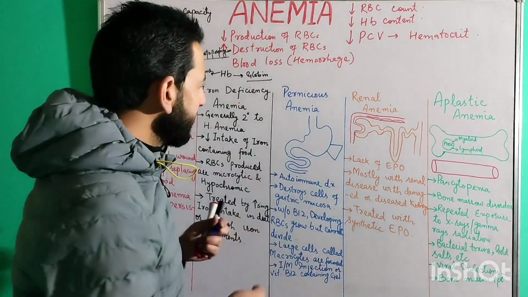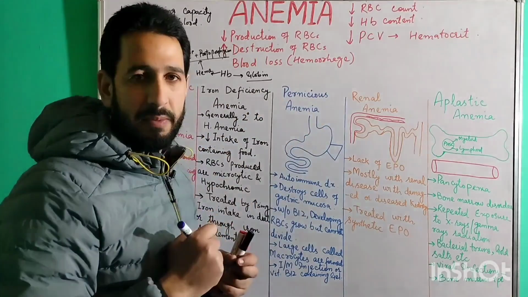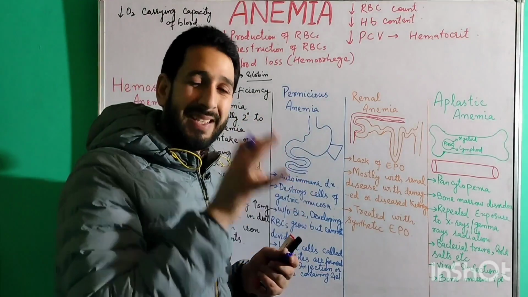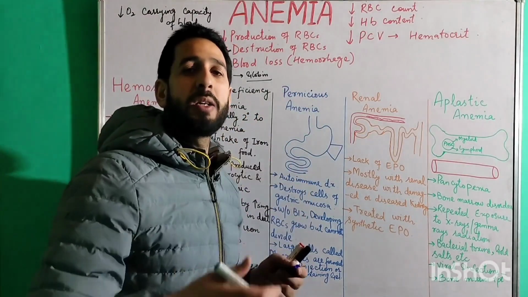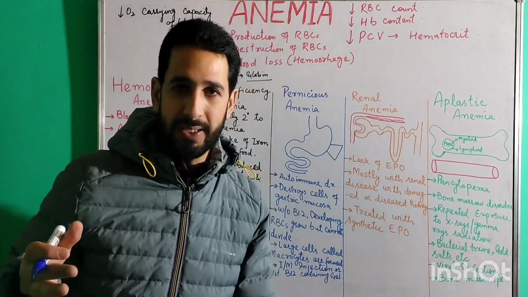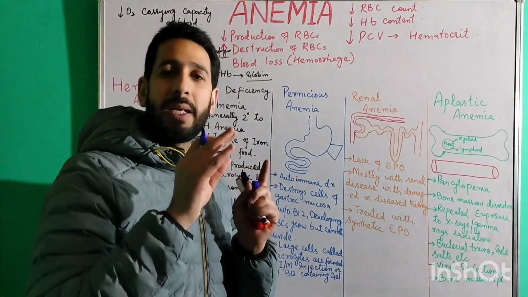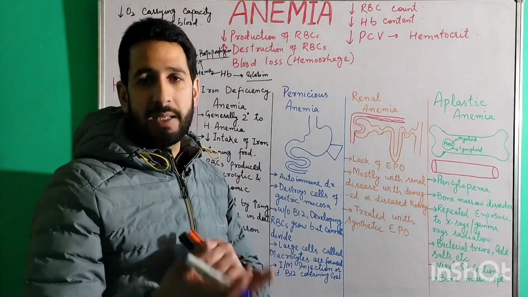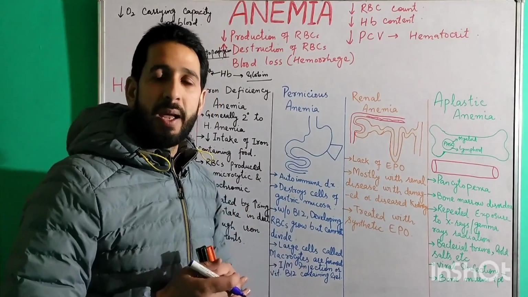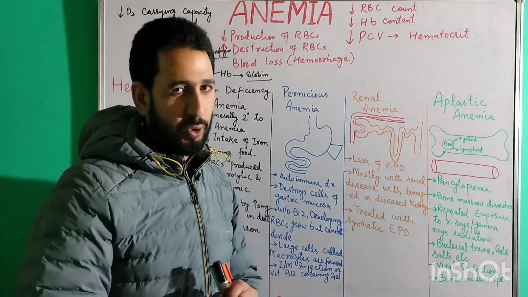Now this pernicious anemia is actually deficiency of vitamin B12. Okay, because we have already talked about in the erythropoiesis what are the things which are necessary for the process of erythropoiesis, right? And in that we have already talked about कि इनमें आयरन के साथ साथ हमें विटामिन B12 and folic acid, that is also very important for the process of erythropoiesis.